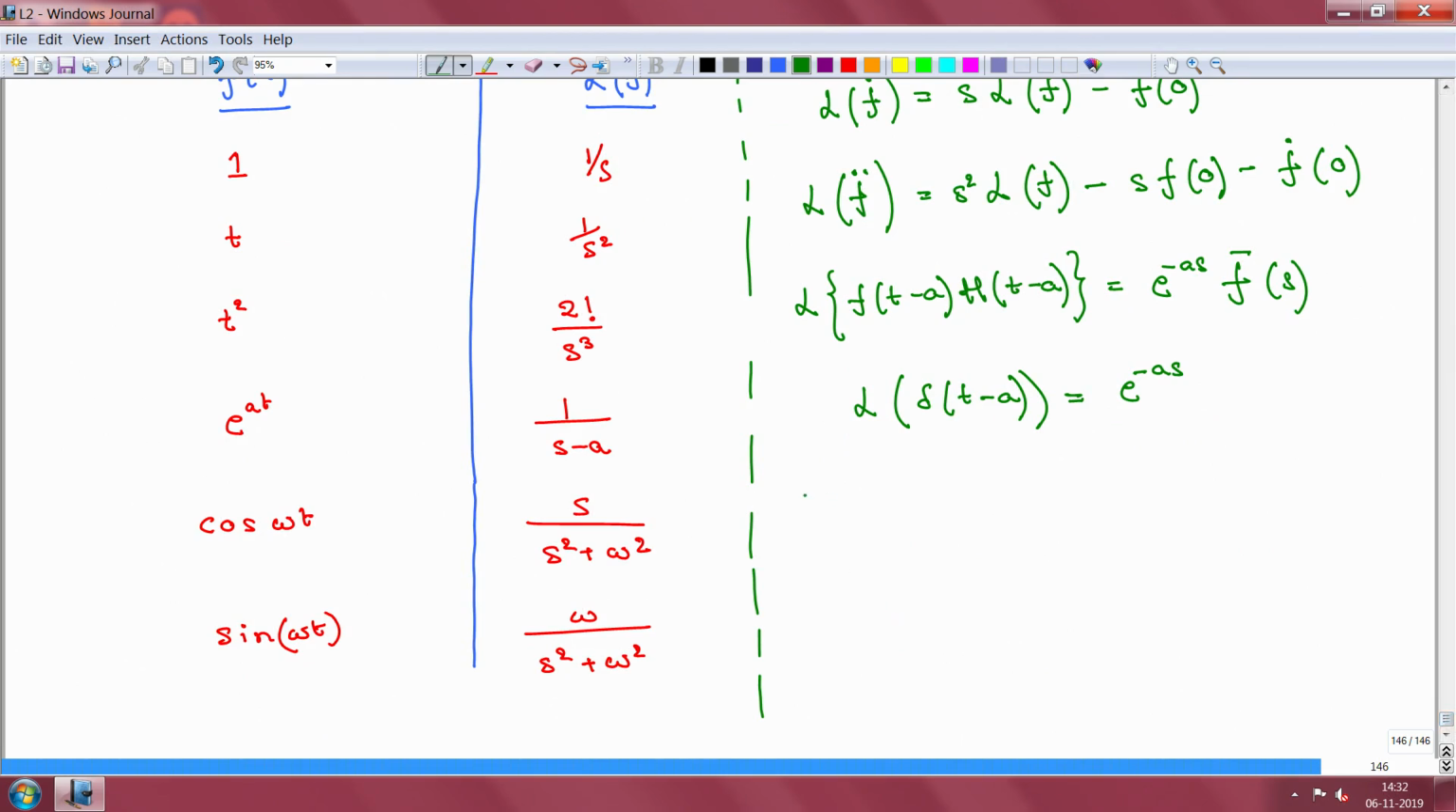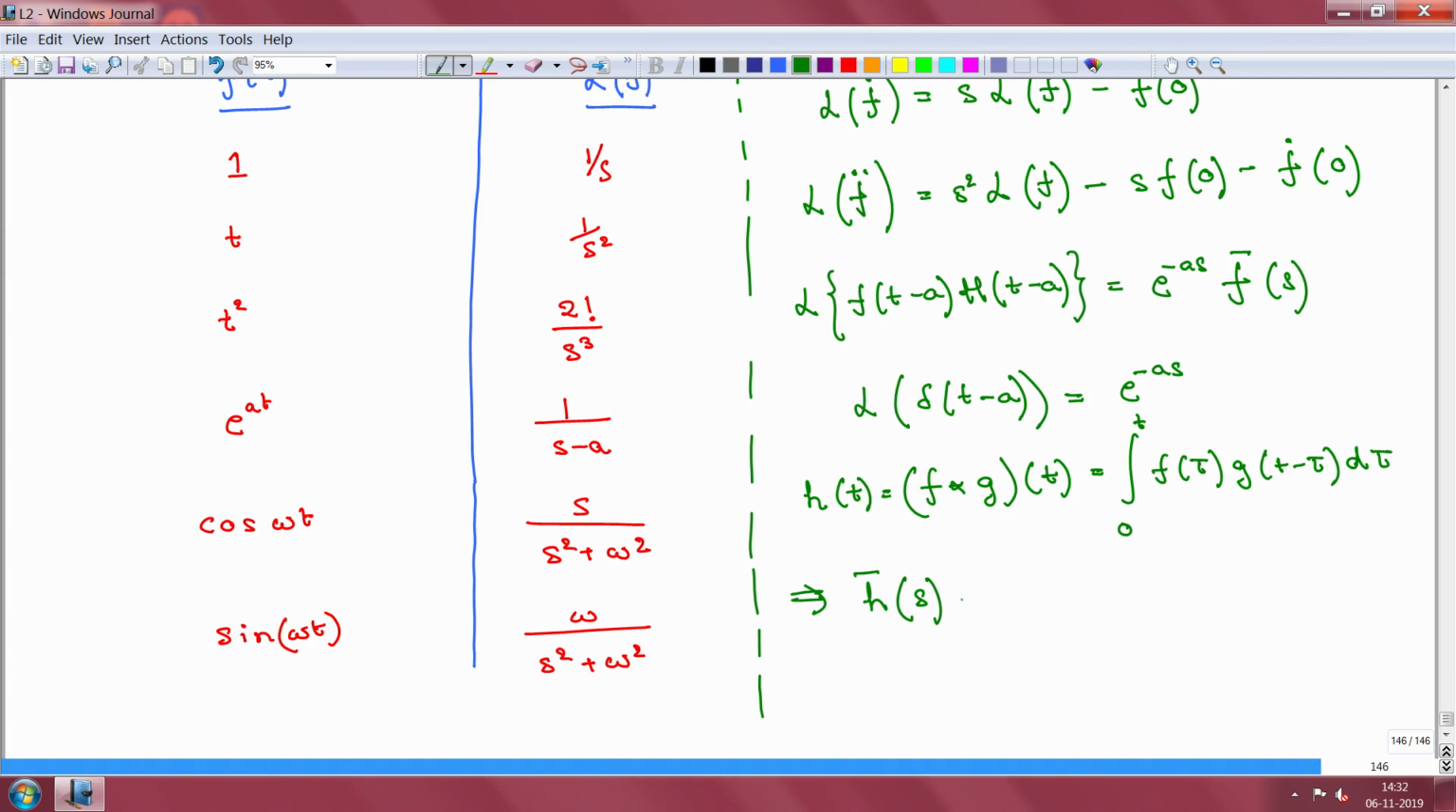And finally, if you have a function h which is defined as the convolution of two functions. Here this star is the convolution operator, defined as this particular integral, f of tau g of t minus tau d tau, then the Laplace of h is the Laplace of the two functions simply multiplied with each other.